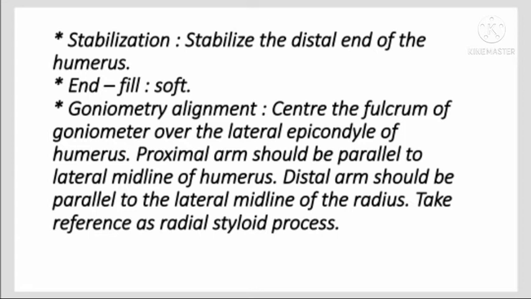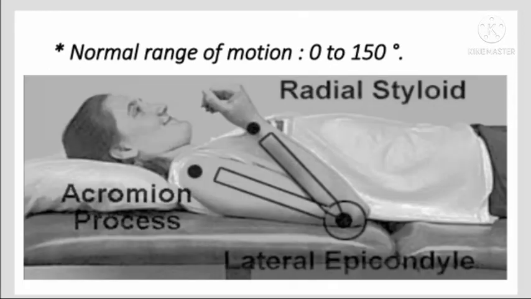Stabilization: stabilize the distal end of the humerus. End feel is soft. Goniometry alignment: center the fulcrum of the goniometer over the lateral epicondyle of the humerus. Proximal arm should be parallel to the lateral midline of the humerus. Distal arm should be parallel to the lateral midline of the radius. Take the reference as the radial styloid process. Normal range of motion is 0 to 150 degrees.